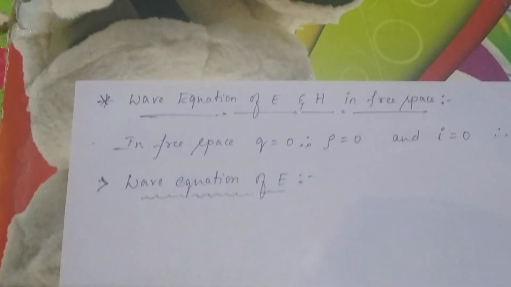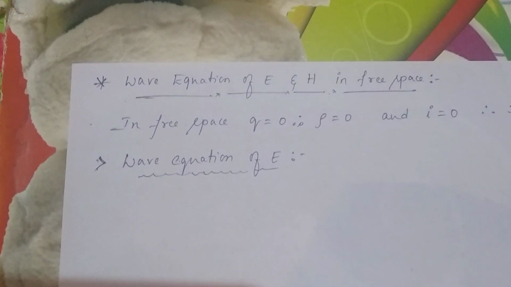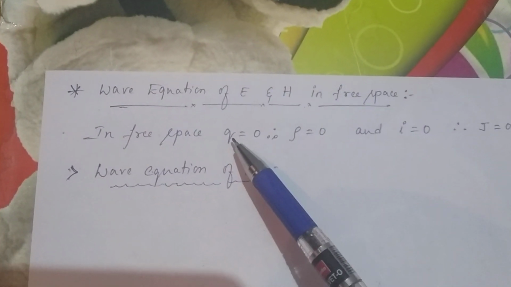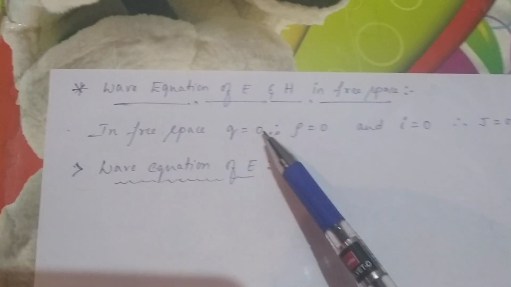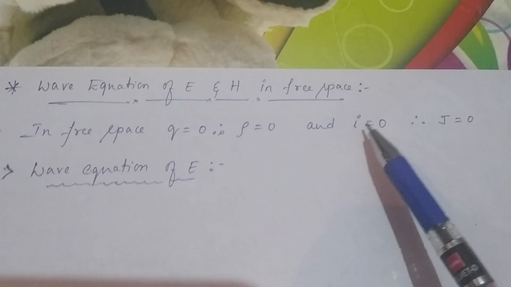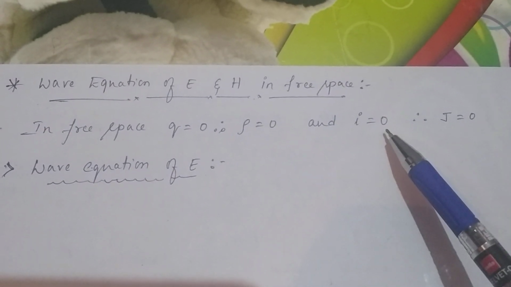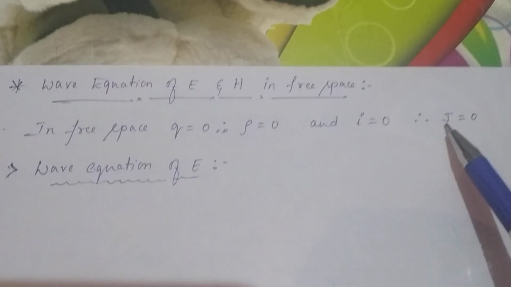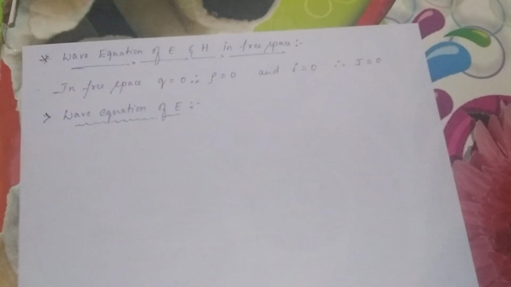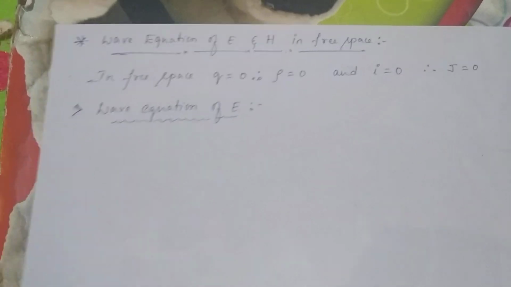So that is about the introduction. Now we shall move on to the topic, wave equation of E and H in free space. In free space, as we know, the charge is equal to 0. If charge Q is equal to 0, then charge density rho is equal to 0. And if charge is equal to 0, obviously I is equal to 0, the current is equal to 0. If current is equal to 0, therefore the current density J is also 0. Now I am going to derive the wave equation of E. The wave equation of E can be derived by using Maxwell equations.